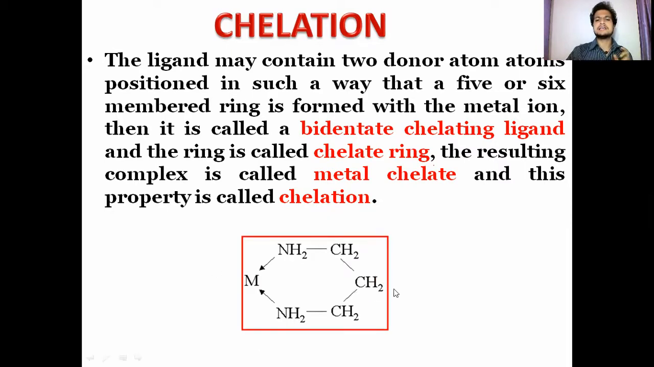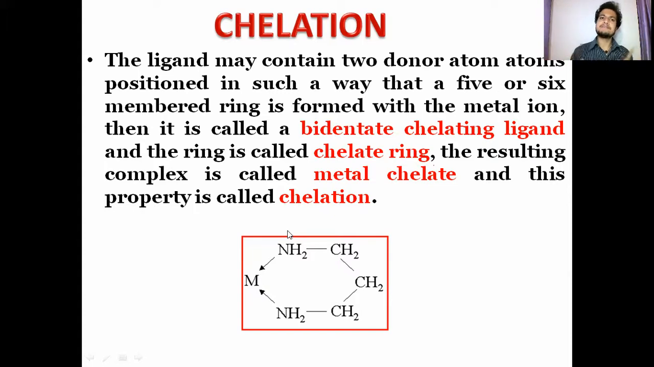You can clearly see that I have a donor, and this is donating to the metal. Once it is donating to the metal, the metal is forming a closed ring. Can you see clearly that this metal is forming a 6-membered ring? So this property is known as chelation. This complex is known as a metal chelate. And since this is a didentate ligand, meaning it has 2 donor sites, 2 nitrogens, we call it a didentate or bidentate chelating ligand.